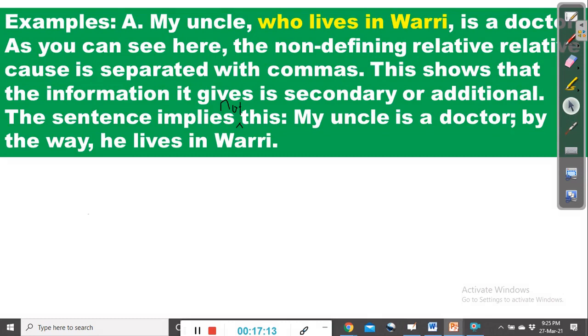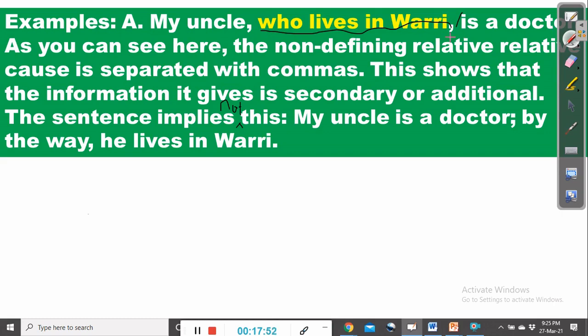Now, the example here is my uncle who lives in Warri. Okay, so let's try to analyze this. My uncle who lives in Warri is a doctor. All right, now who lives in Warri is actually the non-defining relative clause. As you can see here, the non-defining relative clause is separated with commas. So we can see here, my uncle, comma, who lives in Warri, comma, is a doctor.